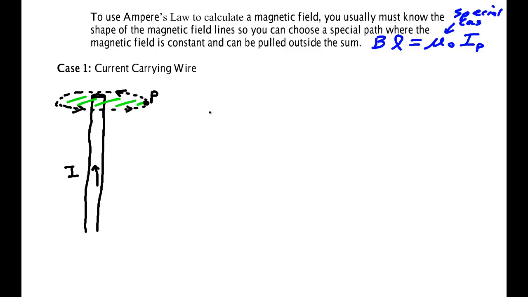Well, to make Ampere's law useful, you need to know the shape of the magnetic field lines so that you can choose a curve that goes along those field lines. In the case of the current carrying wire, fortunately, I do know the shape of the field lines. They are concentric circles around a current carrying wire.